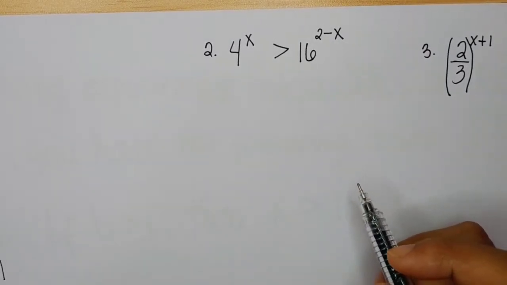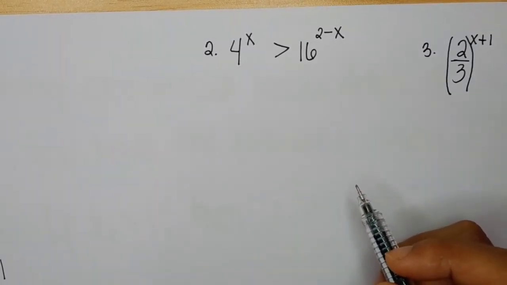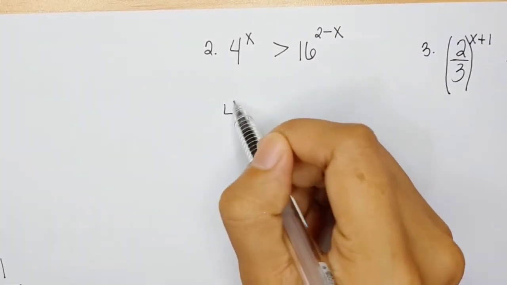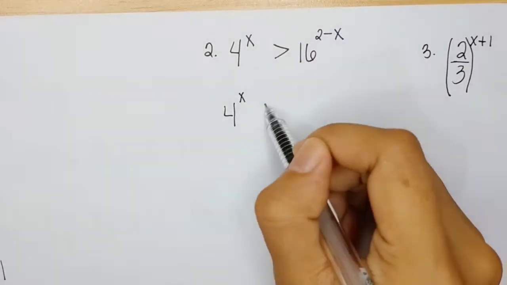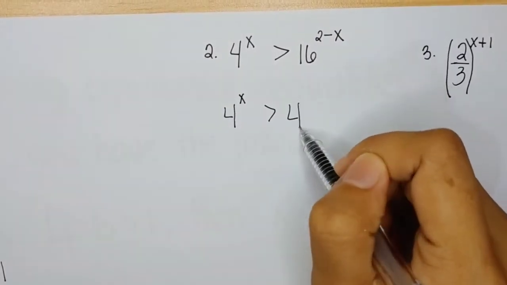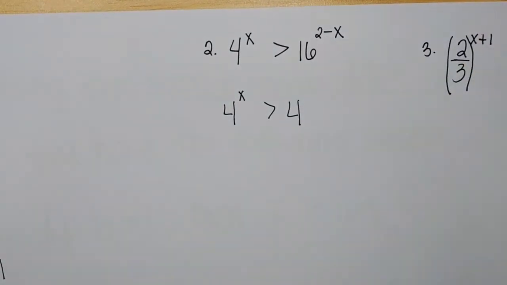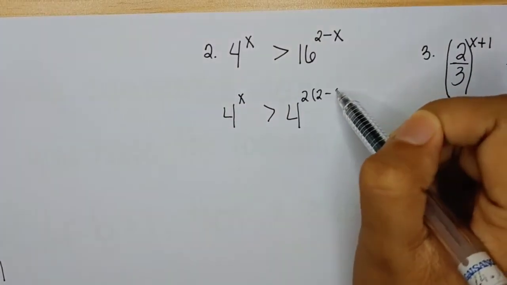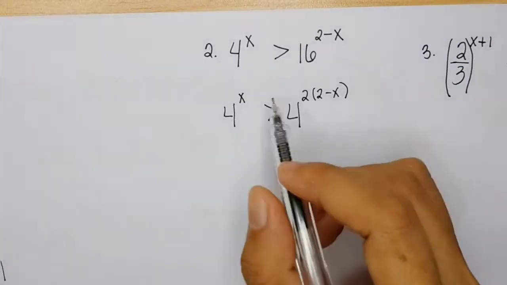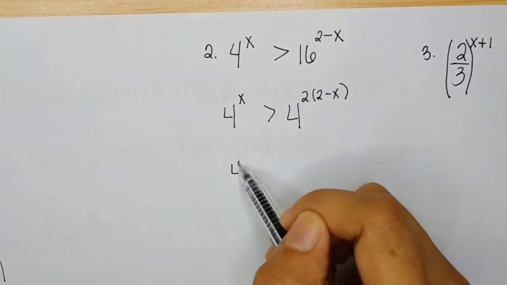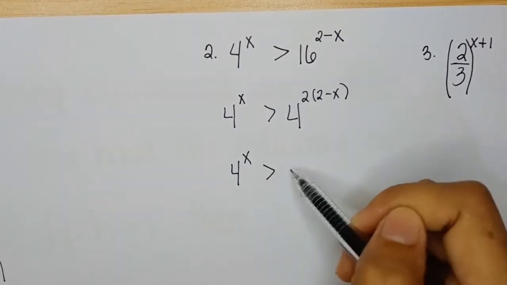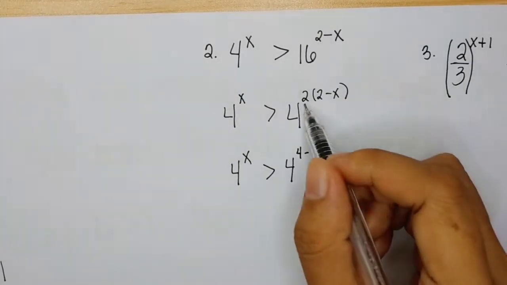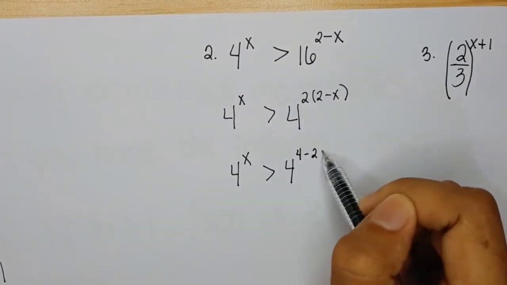So, ano yung gagawin natin again? Dapat same base tayo. We have 4 raised to the power of x greater than, okay, yung 4. Ano dapat yung exponent ng 4 para magiging 16? That is 2. So, we have 2 times 2 minus x. So, this will be 4 raised to the power of x greater than 4 raised to the power of 2 times 2 minus x. Okay, 2 times 2, that is 4, minus 2 times x, that is 2x.